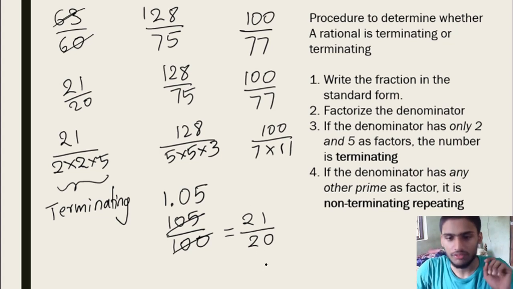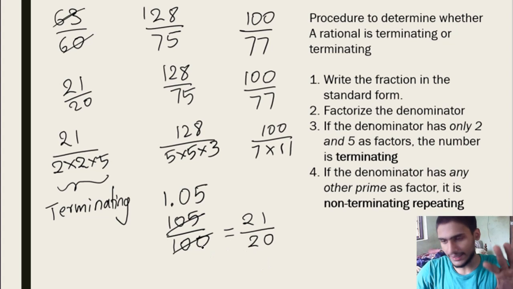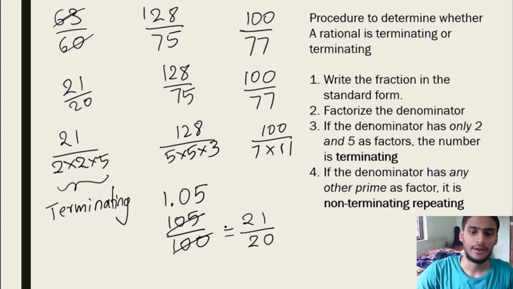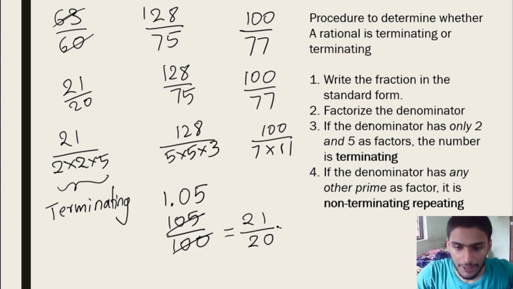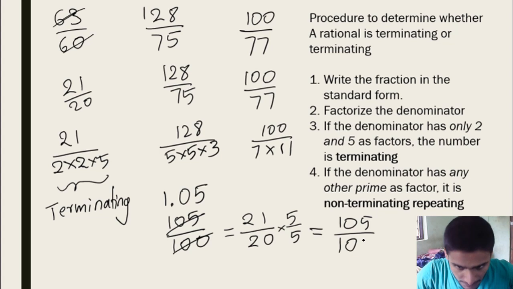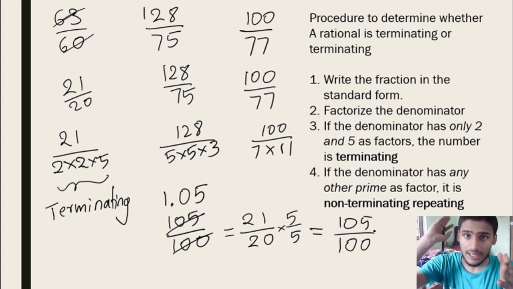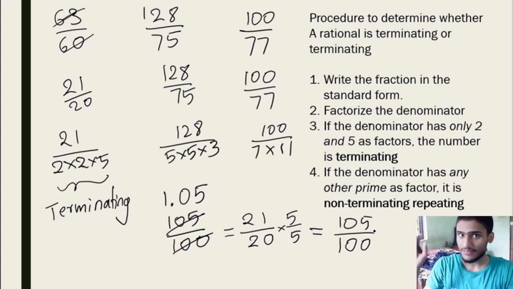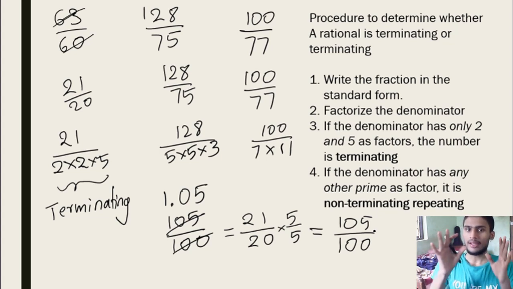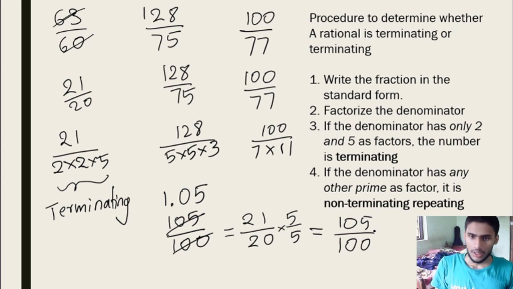But the idea is that if you can represent the denominator as a power of 100, like in the case of 21 by 20, I can multiply and divide it by 5 to make it 105 by 100. If I can make the denominator a power of 100, then I can show it as a terminating fraction. If the denominator has any other prime number, then I cannot express the denominator as a multiple of 100, and so I cannot express it as a terminating fraction.